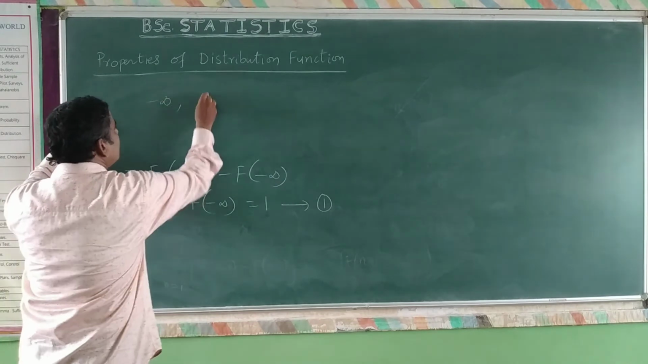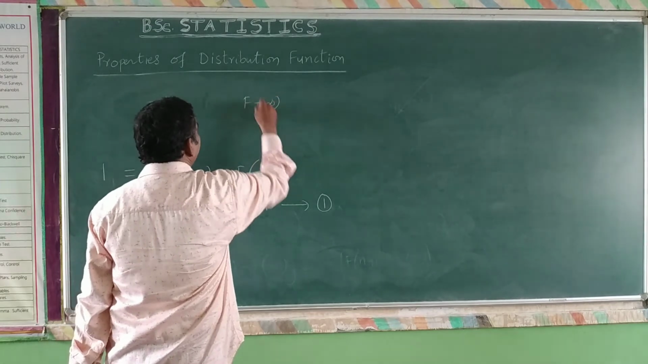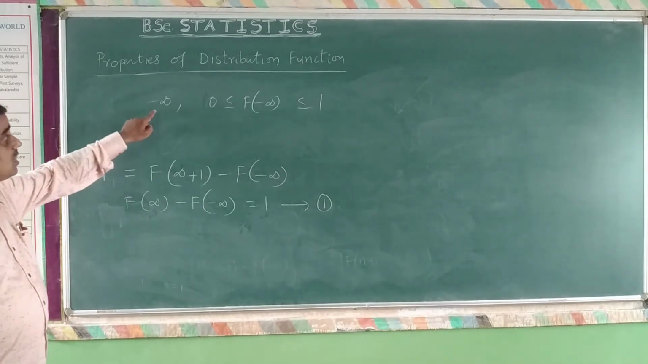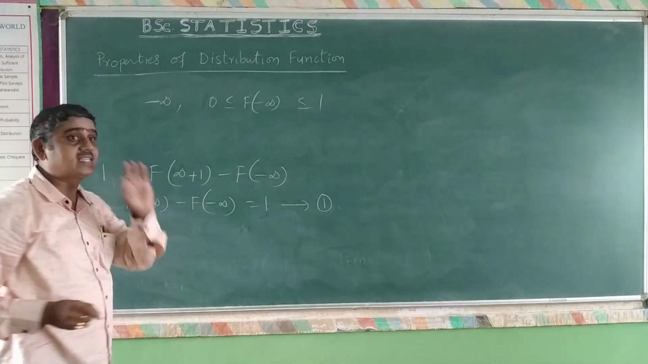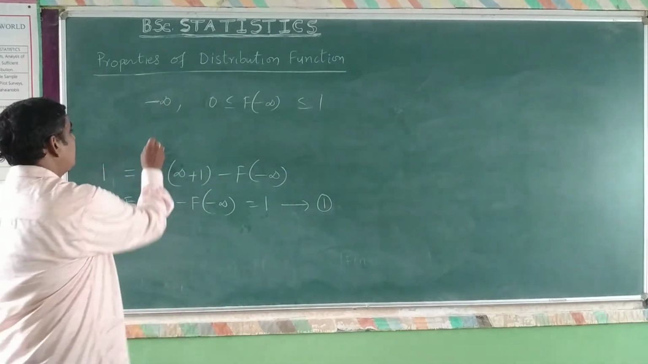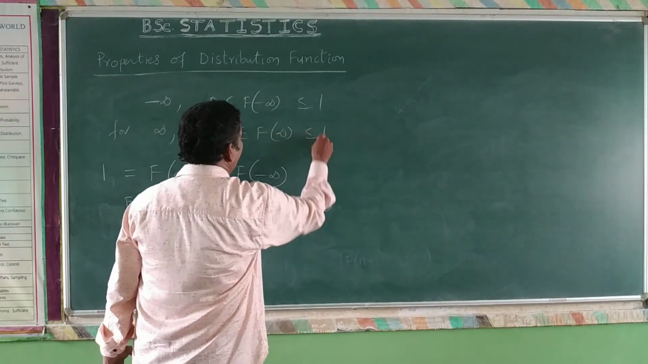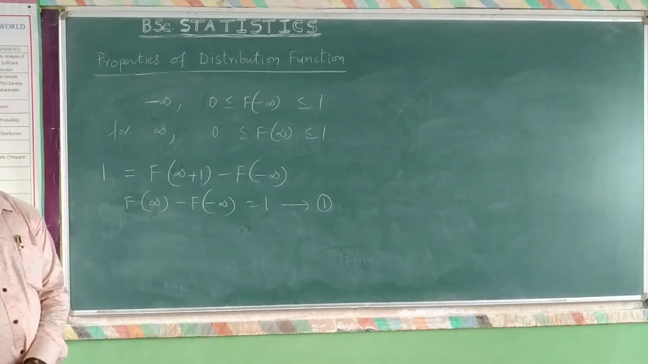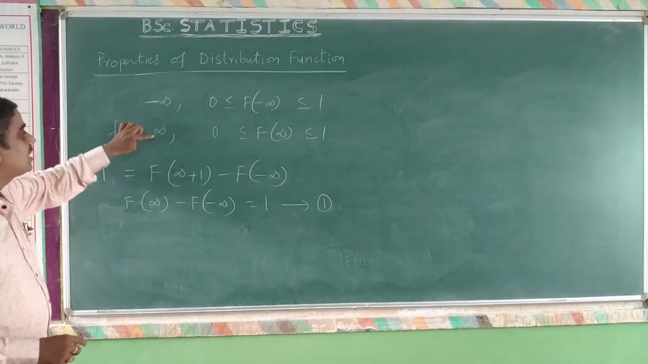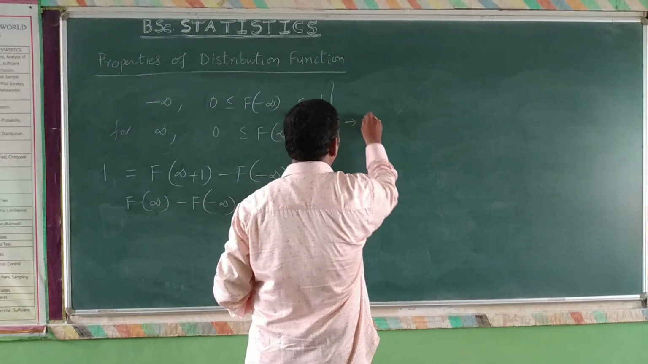For minus infinity, if you consider F of minus infinity, the value lies between 0 and 1: 0 is less than or equal to F of minus infinity, which is less than or equal to 1, since for any particular value of x the distribution function lies between 0 and 1. That is one of the properties of the distribution function. Similarly, for infinity, 0 is less than or equal to F of infinity, which is less than or equal to 1. We can consider that. Let us consider this as equation 2.